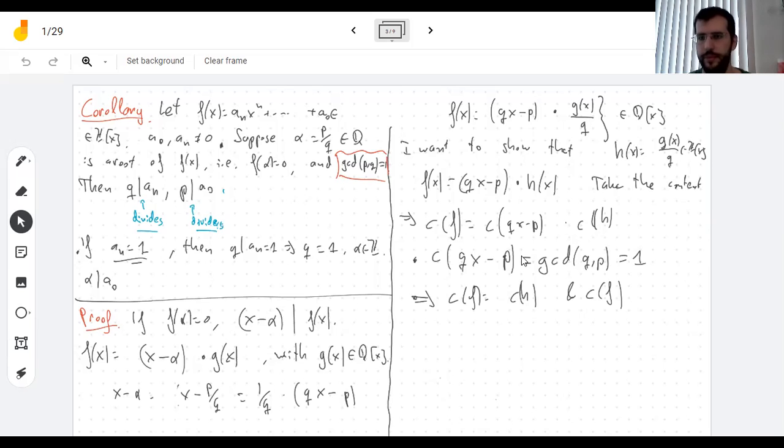But anyone, what is... I want to show that h has integral coefficients. This is what I want. I know that its content is the same as the content of f. It would be great if the content of h was a whole number. So what is the content of h? Is it a whole number? I mean, it's the same as the content of f. So is the content of f a whole number?